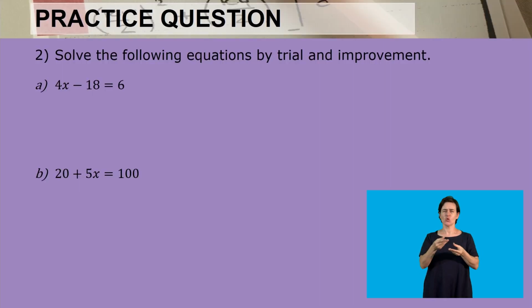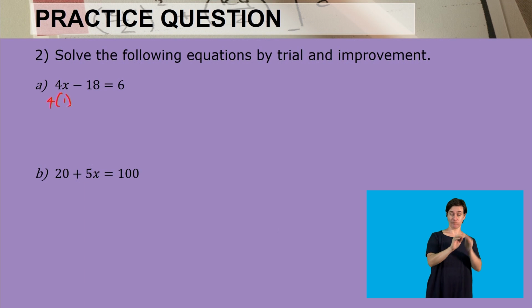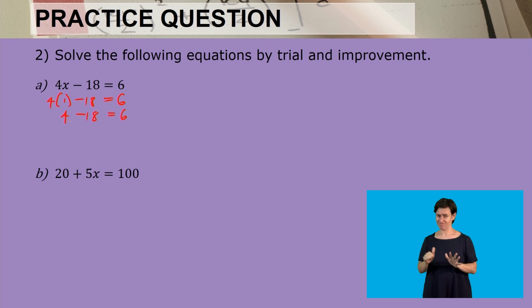Solve the following equation by trial and improvement. Our first equation is 4x minus 18 equals 6. Remember, trial and improvement means that we try a few numbers and see how close we are to the answer. So let's take, for argument's sake, 1. 4 multiplied by 1 minus 18, can that give us 6? 4 times 1 is 4, minus 18 is negative 14, and that is not equal to 6. It's actually very far from 6.